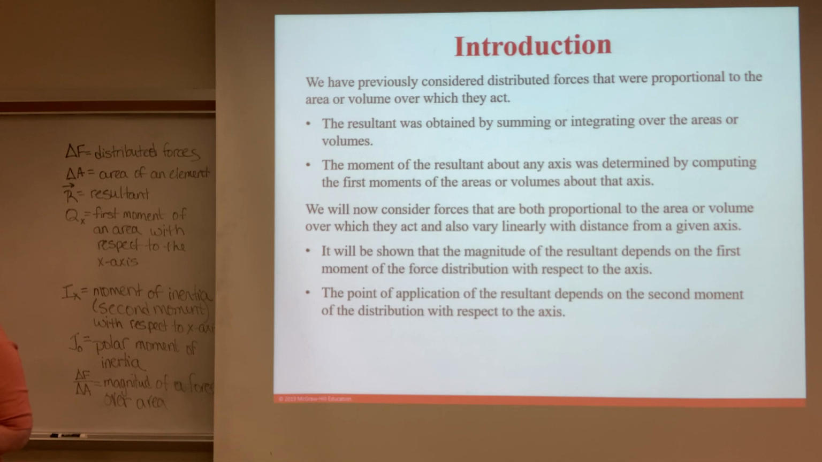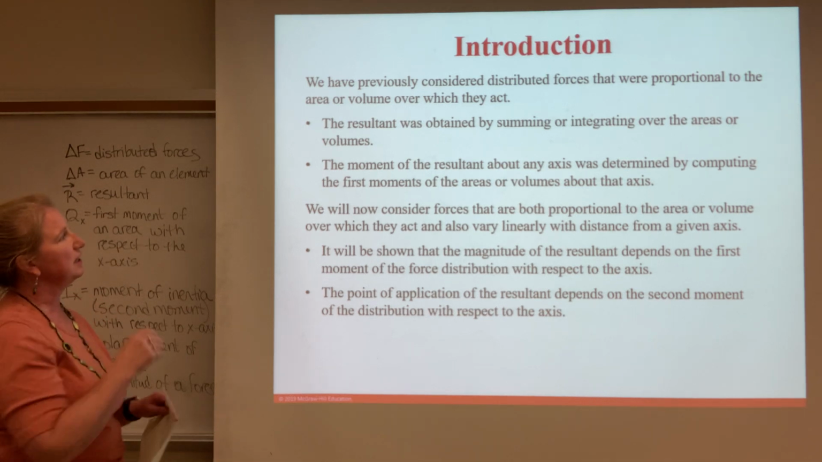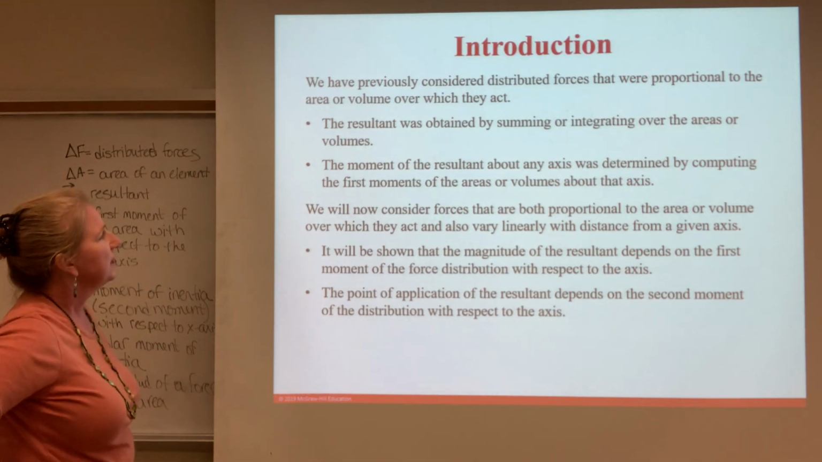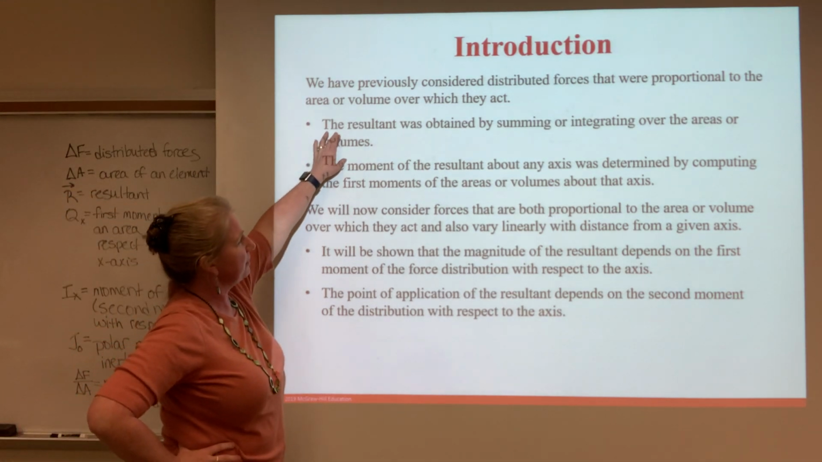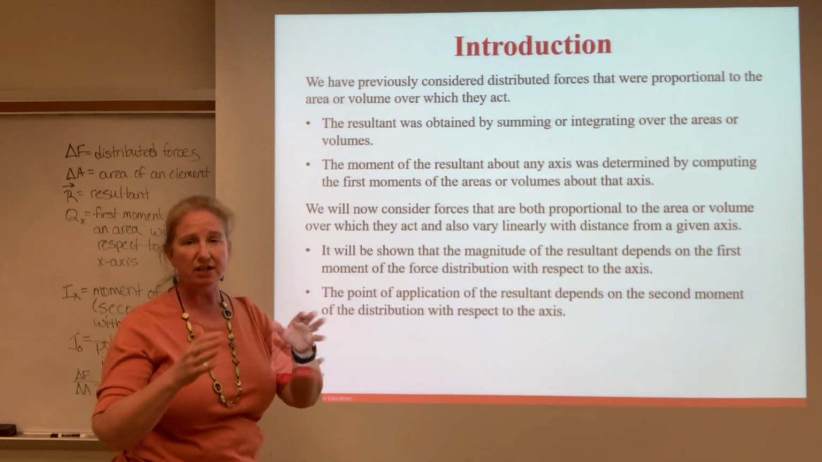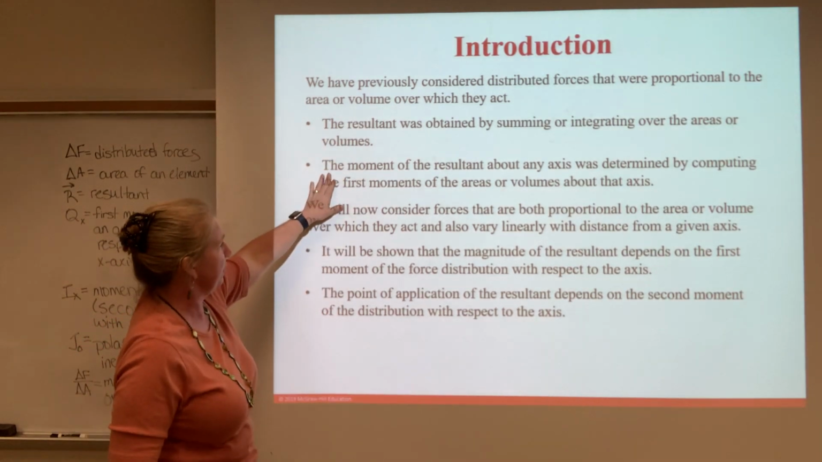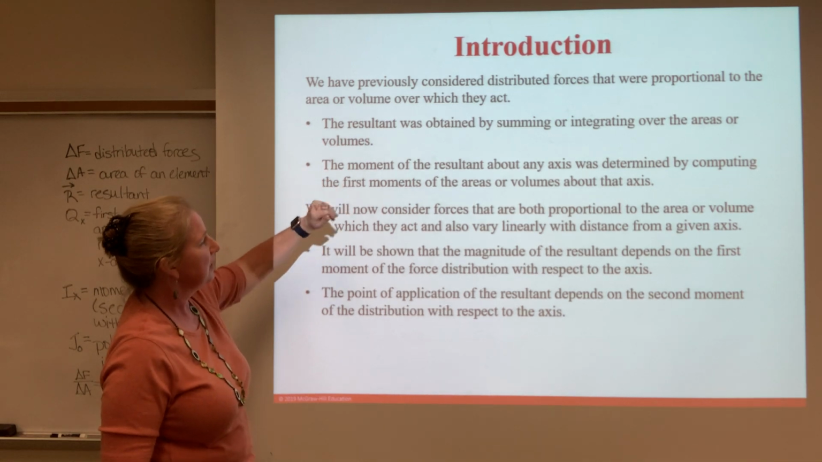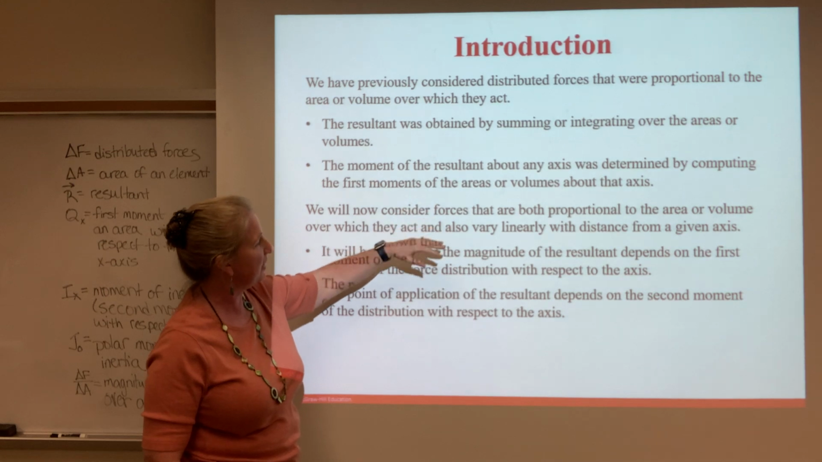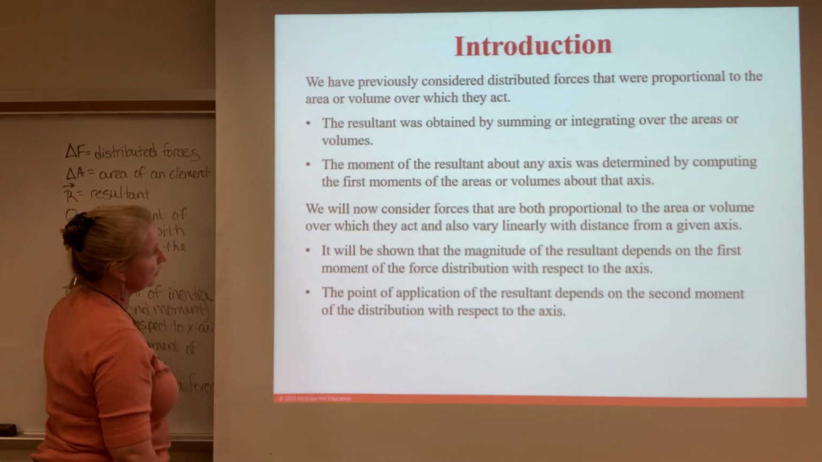All right, so we've talked about distributed forces that were proportional over some sort of area or volume. We would do some summing or integrating. Sometimes we did it summing the areas, we make charts, add those up. The first moment of the resultant about any axis was determined by doing the first moment of the area about that axis. Remember, that was Q.